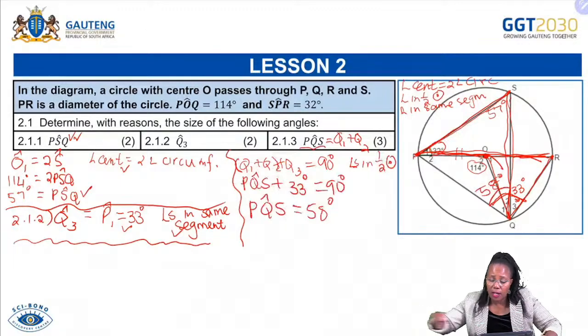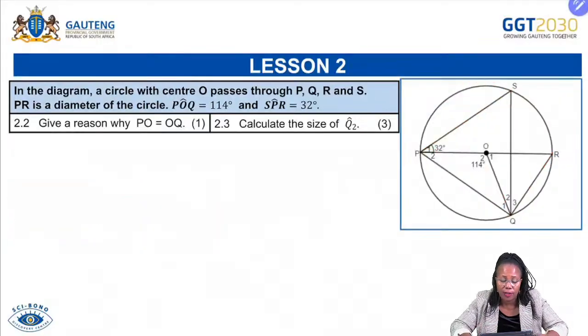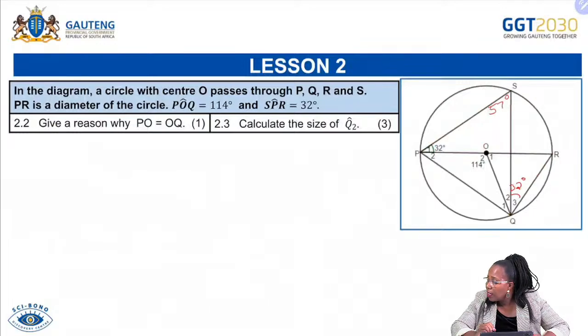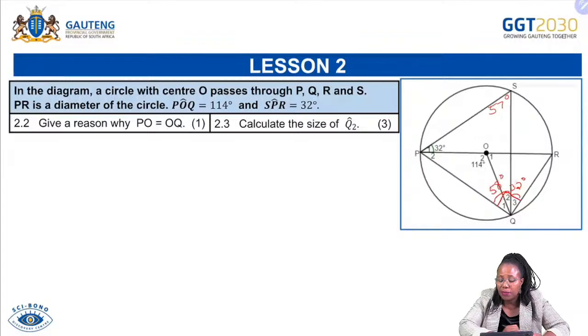And then now moving on, grade 12, to the next question. We are still on the same diagram. We have already calculated, so let's put in the values that we have calculated. This is 32. And then we have calculated this is 57. And then we have also calculated that this is 58 degrees. And we know from the semicircle that this is 90 degrees. That is the information we have thus far from the previous calculations. And then in the diagram, we are still using the same information.